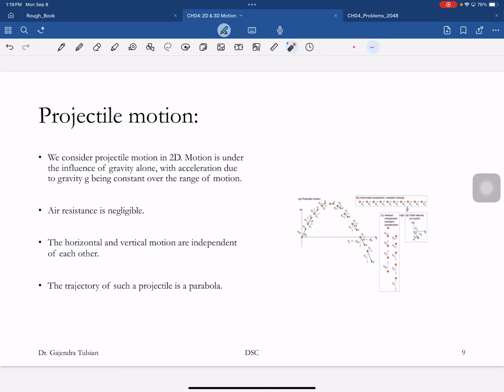All right, and that's what's shown here in this diagram. Again, here's the initial velocity. That's the launch angle theta naught. Here's the x component of the velocity, and you see it's constant. It's not changing. It's the y component of the velocity that's changing.